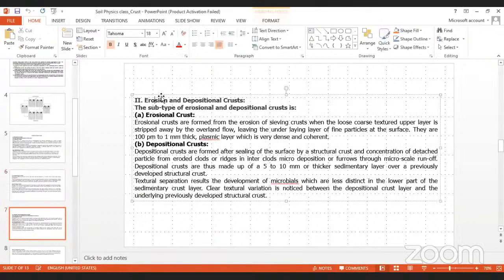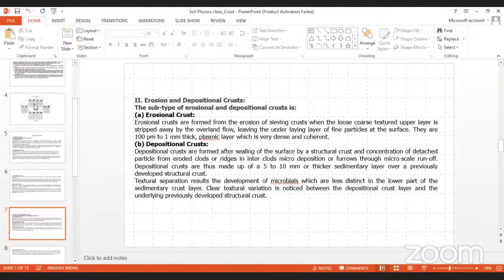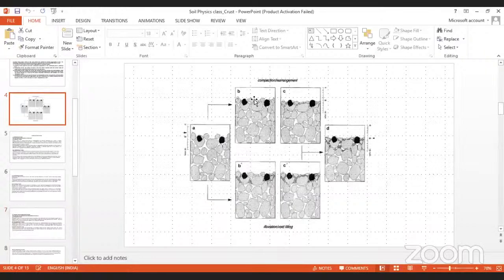Erosional crust is that if soil particles are eroded from this place, a hard subsurface layer will be exposed on the top, and that hard subsurface layer will not allow the plant to germinate and water to infiltrate. In that way, erosional crust formation takes place.